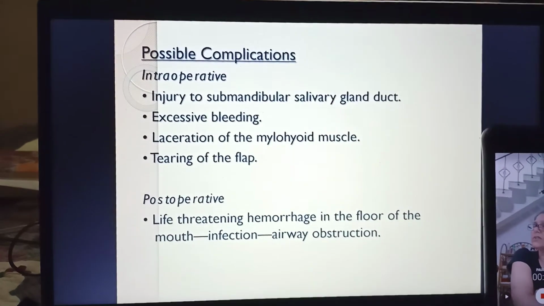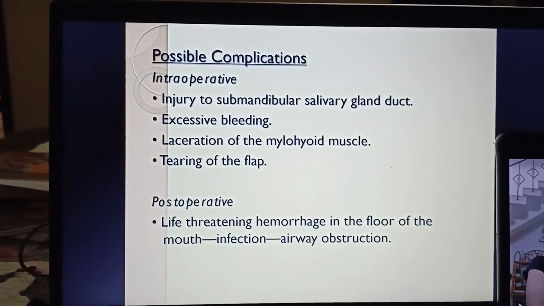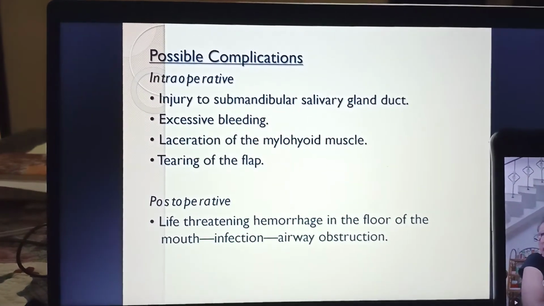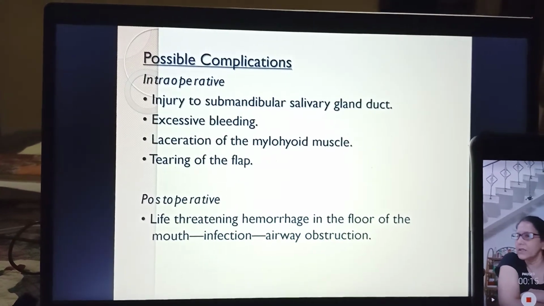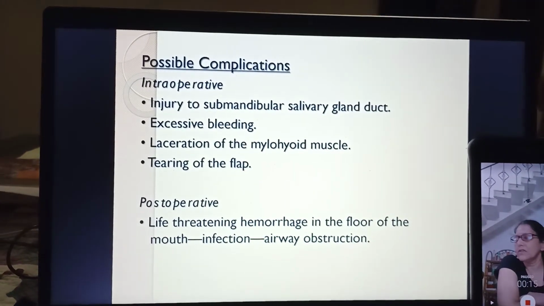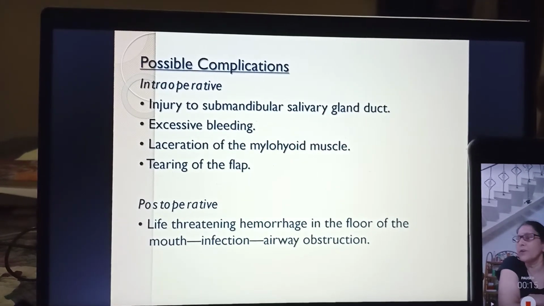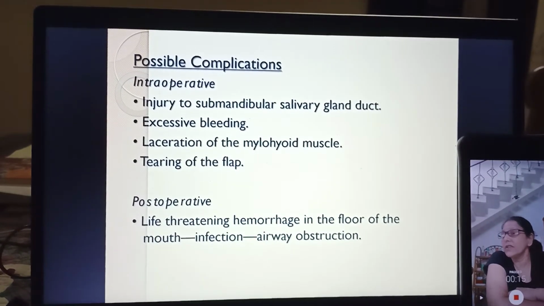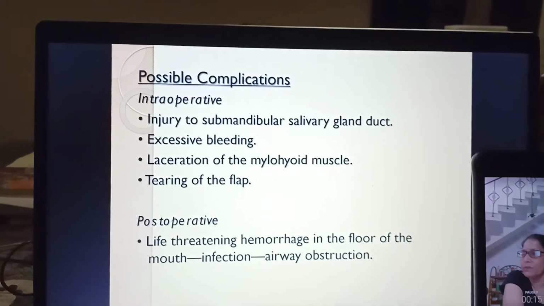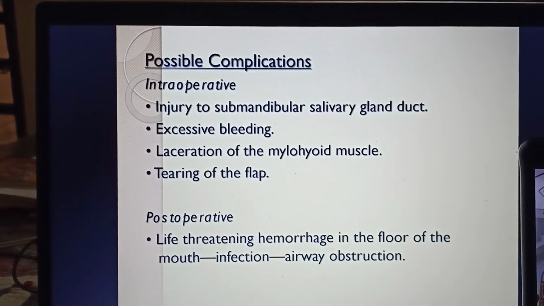Possible complications when you are removing mandibular tori: intraoperatively, injury can be caused to the submandibular salivary gland duct. Since the floor is very vascular, excessive bleeding may be present from any of the branches of the lingual artery. Be careful. Laceration of the mylohyoid muscle should be prevented, and tearing of the flap while you are raising the flap.